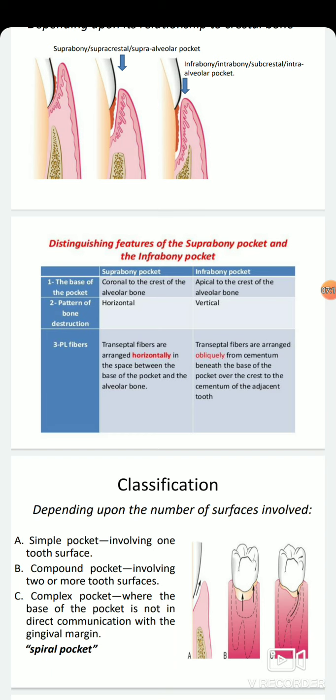Pattern of arrangement of bone destruction. Horizontal destruction is more seen in suprabony pockets, whereas vertical bone destruction is seen in infrabony pockets.